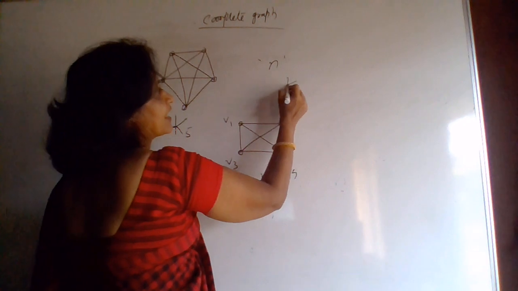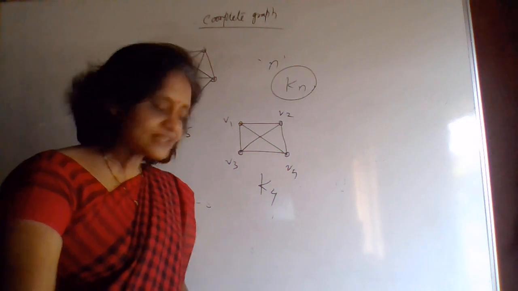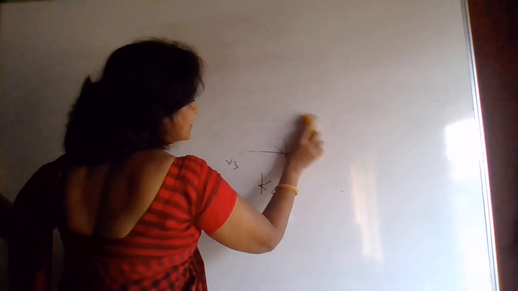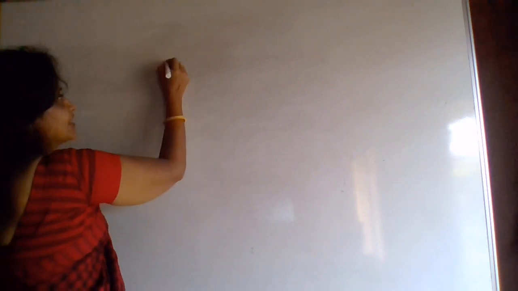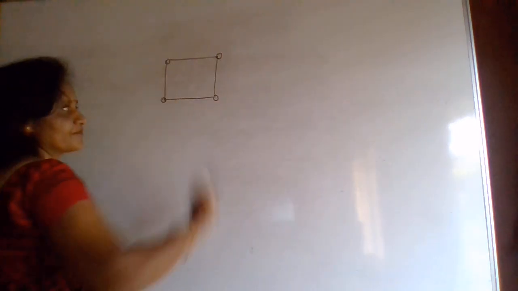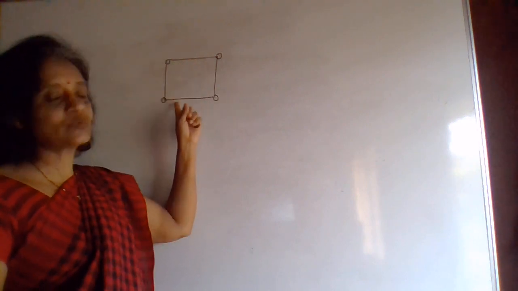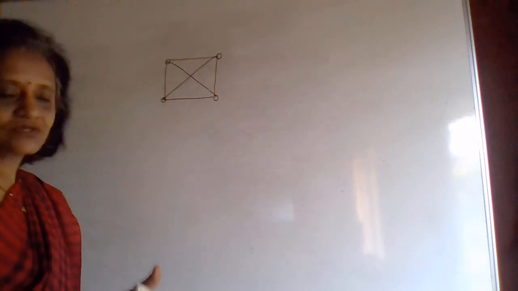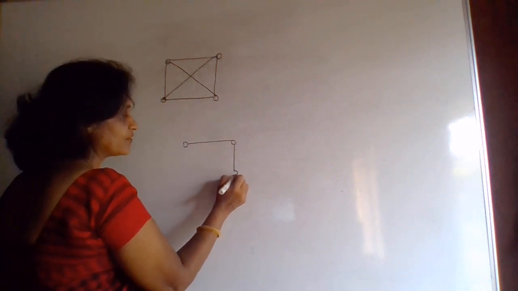So in general, Kn is the complete graph on n vertices. Next, the last term which I wrote here, that is regular graph. A regular graph, in simple words, is a graph in which every vertex has the same degree. Let's have this graph. You can see every vertex has degree 2. If I have this, it is a graph in which every vertex has degree 3. So the graph where every vertex has the same degree is a regular graph.